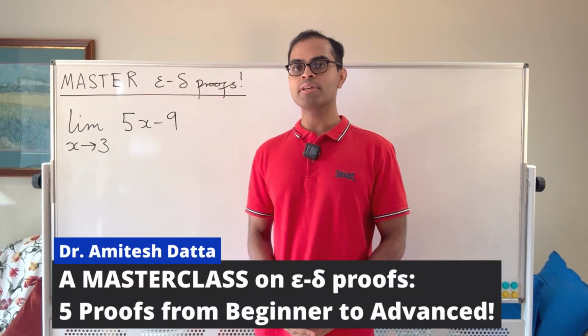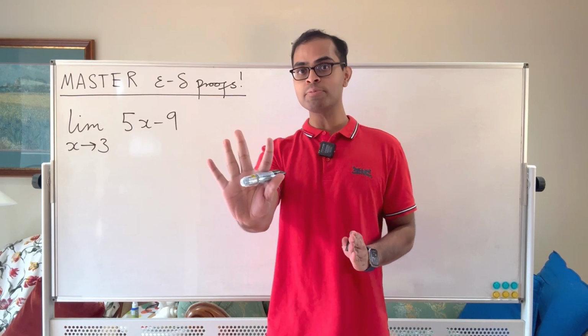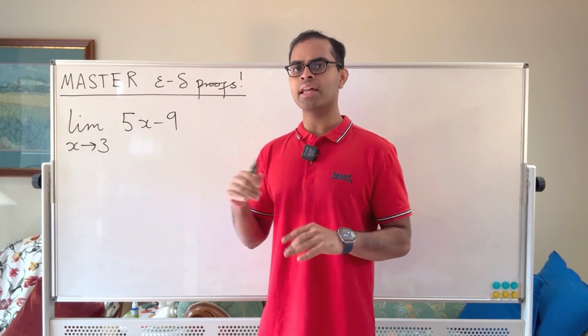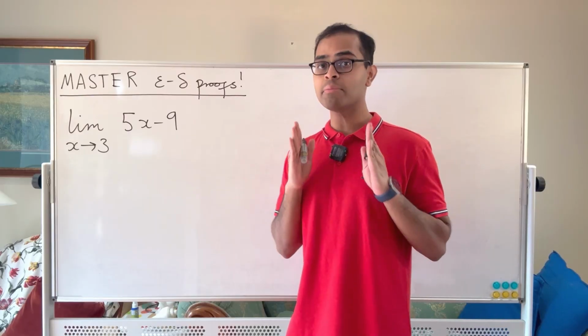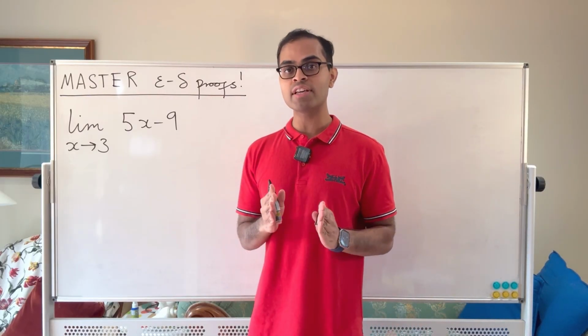I'm a professional mathematician and we're going to master epsilon-delta proofs together. We're going to do 5 epsilon-delta proofs in this video and each one's going to get in increasing difficulty and I'm going to show you how to think about them like a mathematician. So we have the first one, which is the limit as x goes to 3 of 5x minus 9.